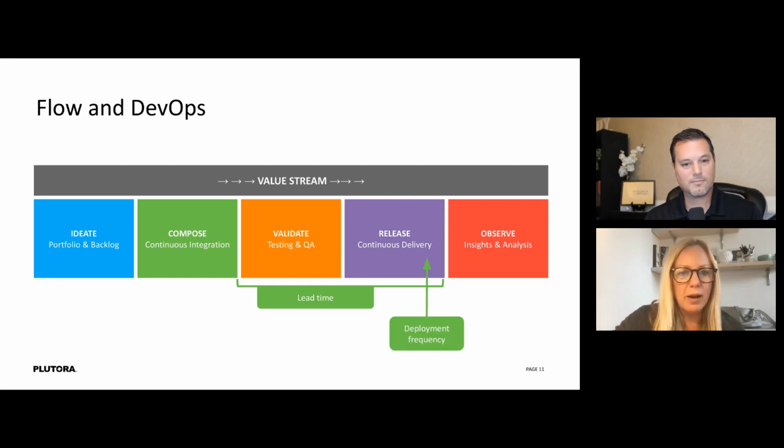Then we've got our deployment frequency, which is concerned really about this point in time here at the end of release. Then we've got our change fail rate, the first of our stability metrics, which again is looking at that point in time. And then we've got our MTTR, which is in our sort of live phase here.